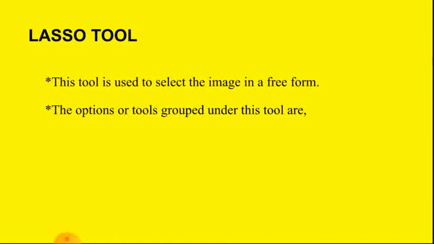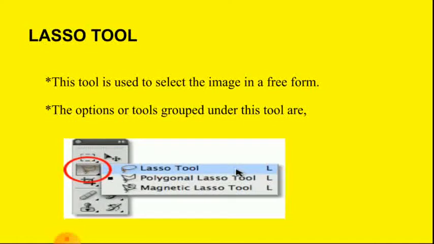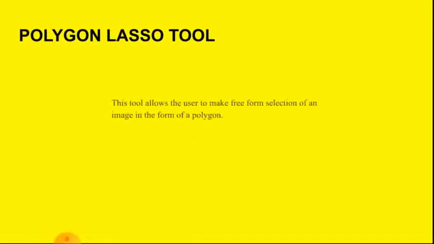Lasso tool. This tool is used to select the image in a free form. The tools grouped under this tool are polygonal lasso tool and magnetic lasso tool. Can you see the icon of the lasso tool? Yes. Next is the polygonal lasso tool.